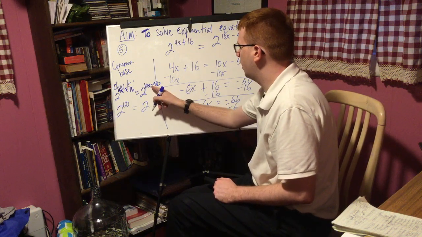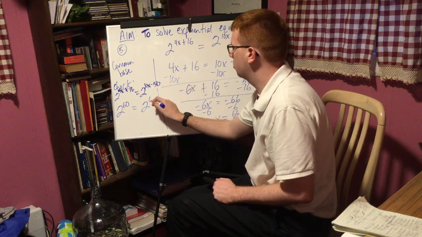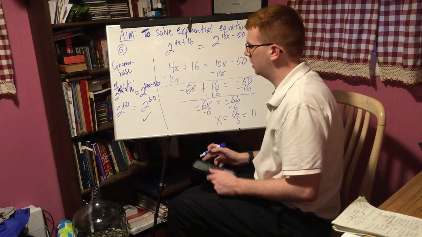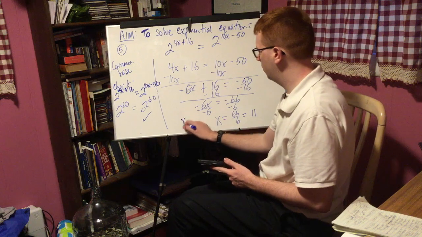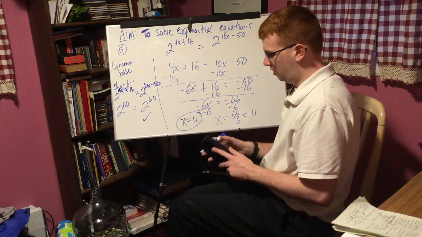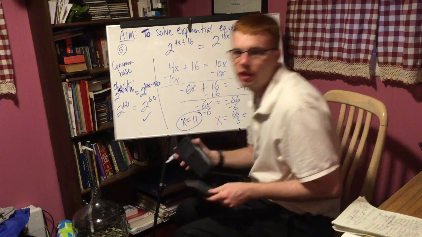110, excuse me, minus 50, which would be 60, which is an identity. So that answer does work. That is the solution. X equals 11. And those are the solutions to the classwork on exponential equations.